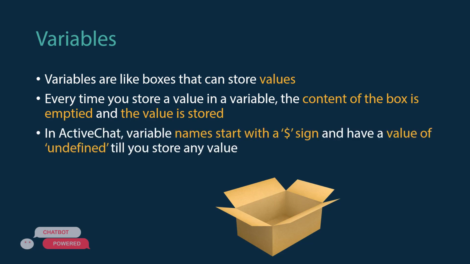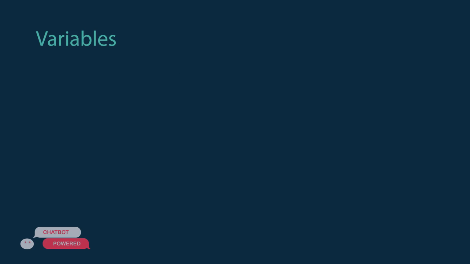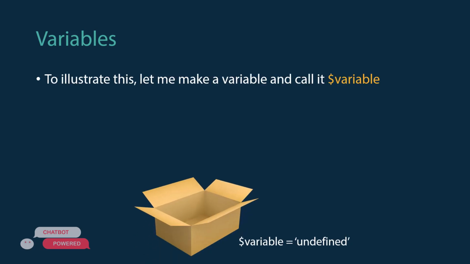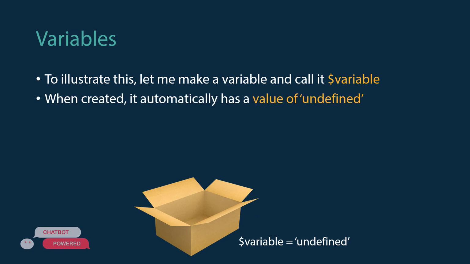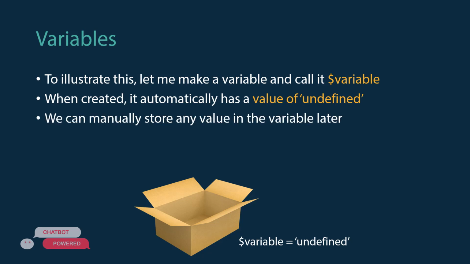In ActiveChat, variable names start with a $ sign and have a value of undefined till you store any value. To illustrate this, let me make a variable and call it $variable. When created, it automatically has a value of undefined.